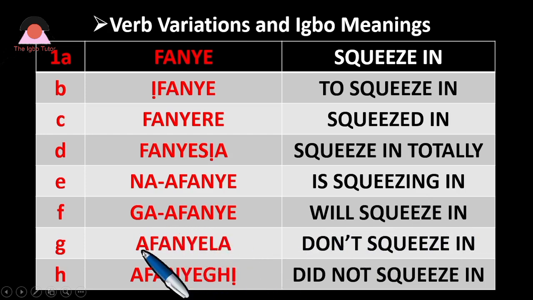Then we have the negative sentence word here, which is afanyela. Some will say afanyena. Some will change this L to N, especially if you're from Anambra side. They will say afanyena. But this is afanyela. Don't squeeze in. And finally, a report here, afanye. Afanye, did not squeeze in.